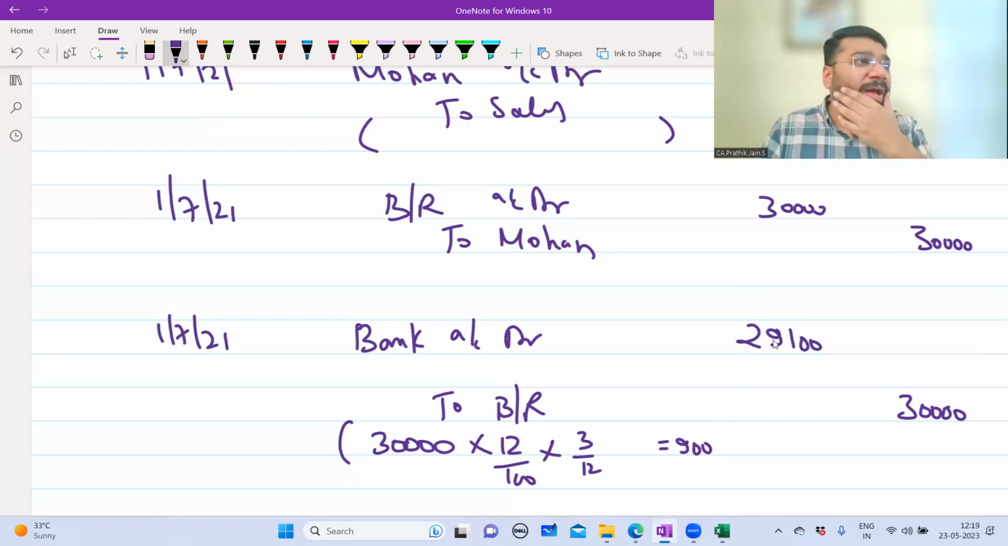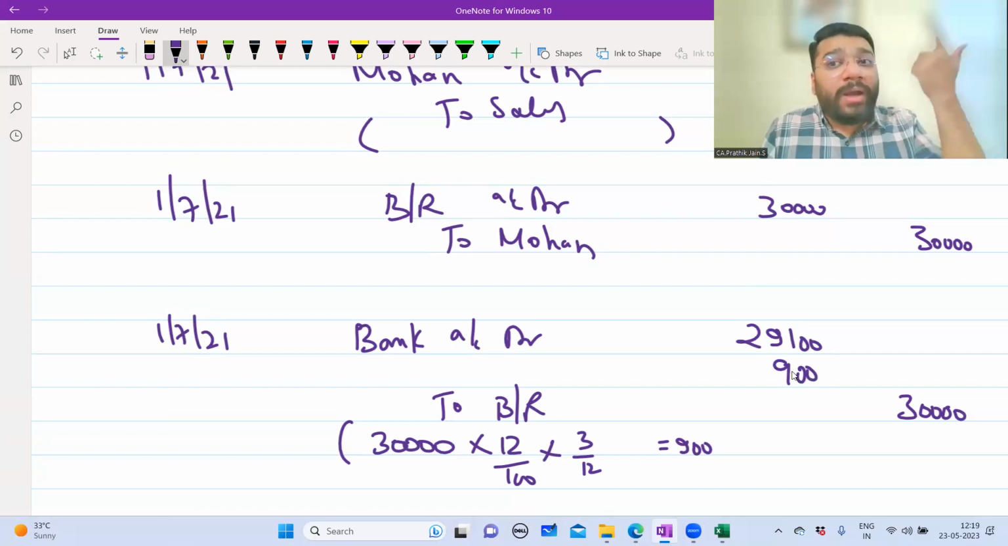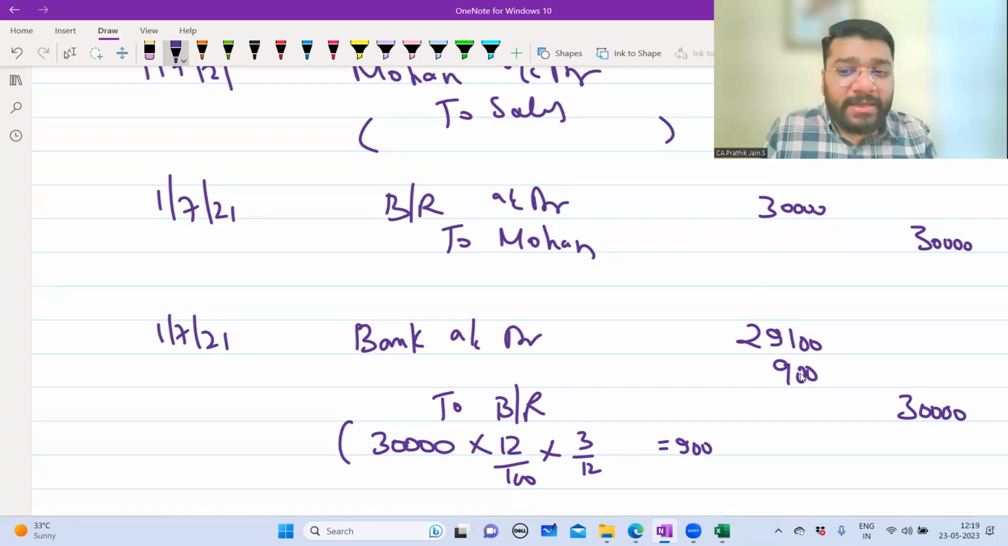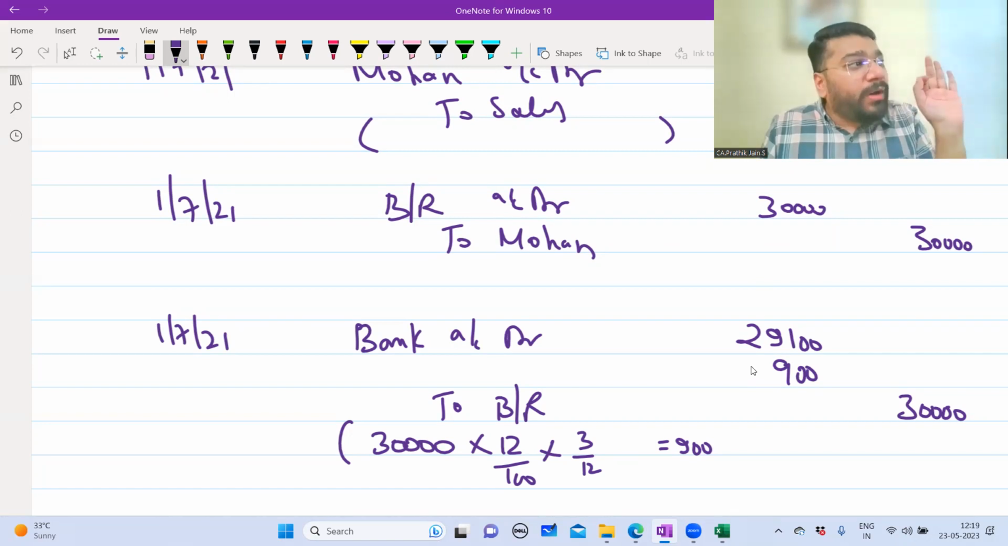29,100. Now, as per your accounting rule, we are following the double entry system of accounting, where the total of debit and the total of credit should match. Here, there is a mismatch of 900 rupees in the debit. What does it call for? Discounting charges.